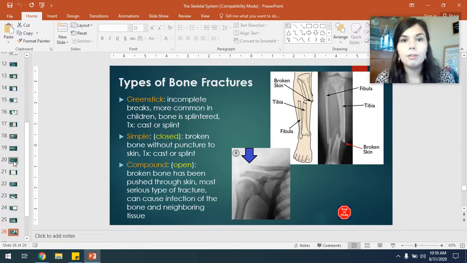Next, you have a compound fracture, and this one is called an open fracture. Compound fractures are when the bone is broken and it actually pokes through the skin, so you can see it being pushed through the skin. It is one of the most serious types of fractures because it can cause infection in the bone and also the tissue surrounding the bone, because you're exposing the actual bone and tissue to the outside world and environment.